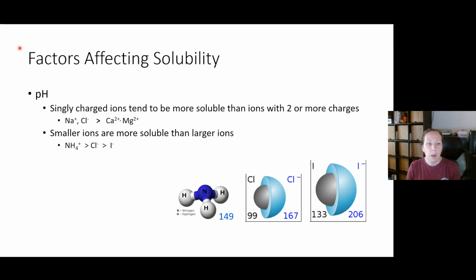So this ammonium ion is going to be more soluble than chloride, and chloride is going to be more soluble than iodide. This is all just based on the size of that ion. The smaller the ion is, the more soluble it is, similar to our particle size rule. It just applies to ions as well.